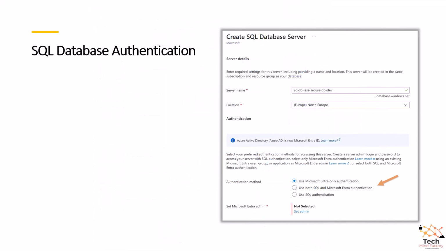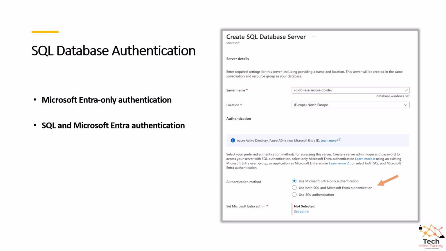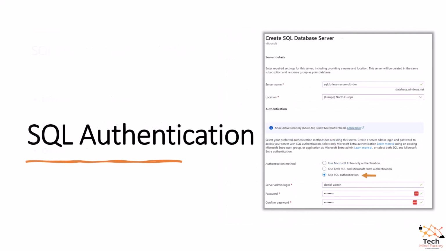So let's discuss authentication options or methods that we have in the SQL database in the Azure cloud. We can use Microsoft Entra only authentication, so then the access is secured only with Microsoft Entra ID. There is also an option to use SQL and Microsoft Entra authentication, so to use both, or to only use SQL authentication. However, the recommended method is to use Microsoft Entra only authentication. So let's discuss those different methods here and then let's see it in practice.